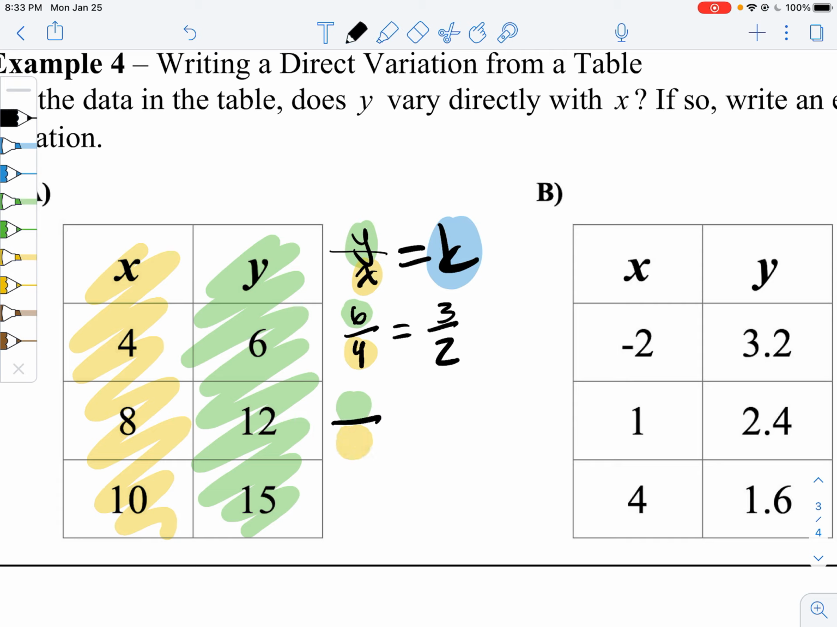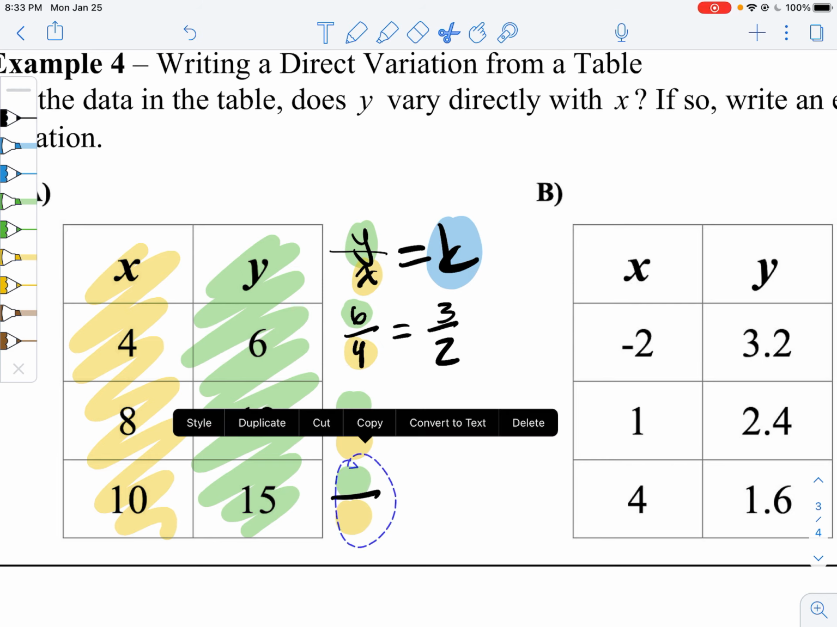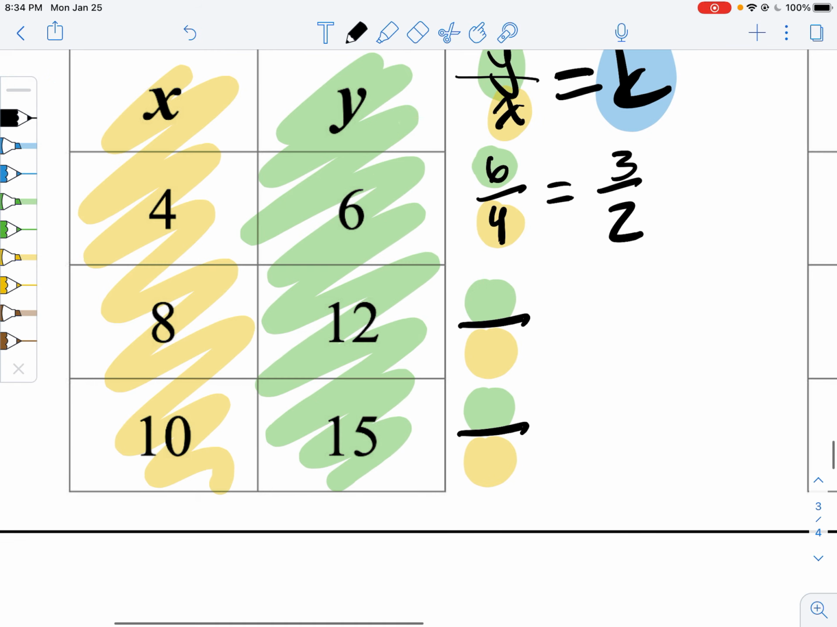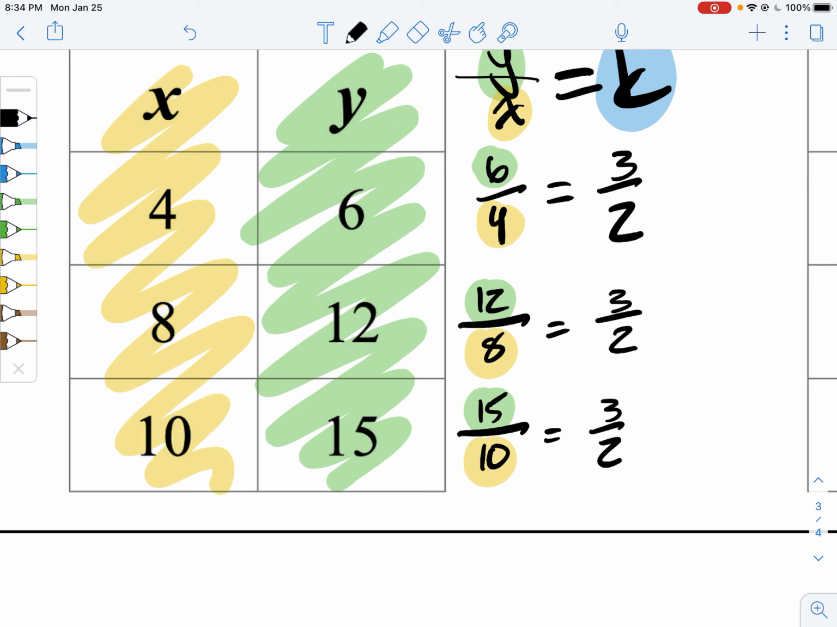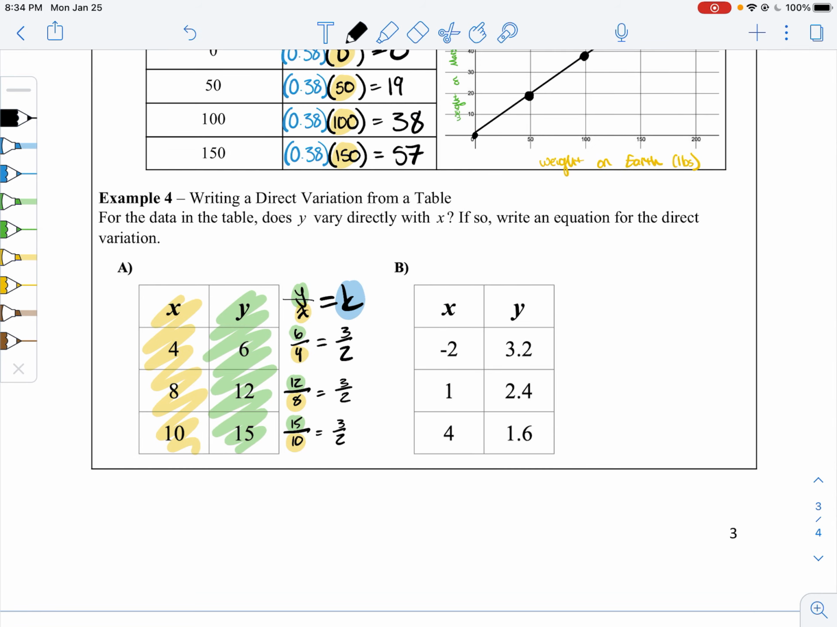Okay, for our next one, we're going to take our y divided by our x. Looks like a weird snowman. Or a division symbol. That's literally what it is. Okay, anyway. So we've got 12 divided by 8, which reduces to 3 halves. And then finally 15 divided by 10. Oh, hey, that reduces to 3 halves. That's so nice. So yes, this is a direct variation because we have the same constant of variation.